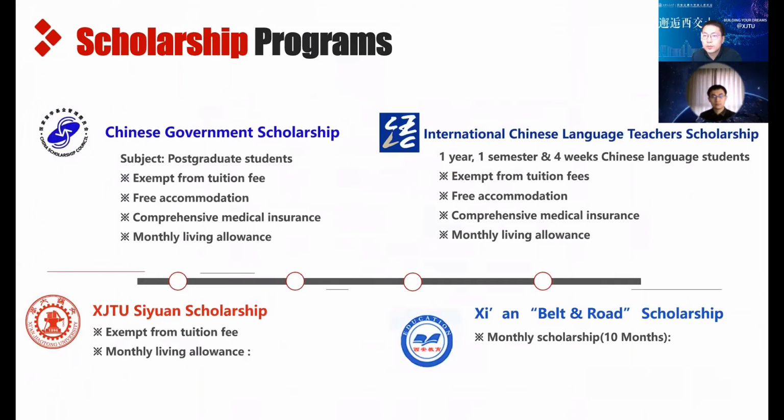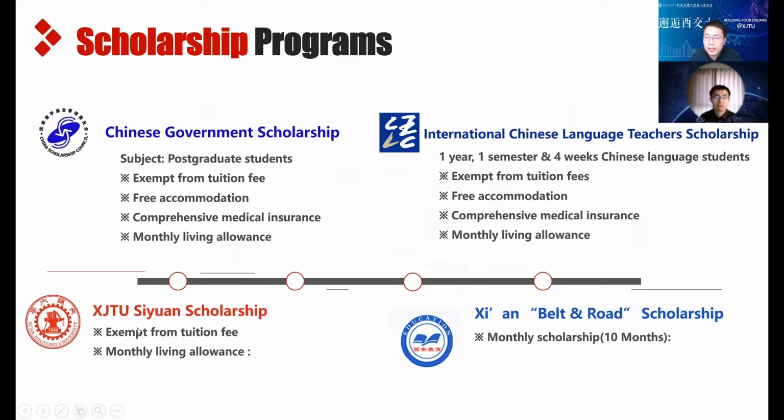And when it comes to the level of master and PhD, we have these 4 major scholarship programs. The first one, maybe the most well-known, is the Chinese Government Scholarship. It's, of course, for postgraduate students, including free tuition fee, free accommodation, comprehensive medical insurance, and a monthly living allowance. This one is going to cover almost all the aspects of your study and life in Xi'an Jiaotong University.